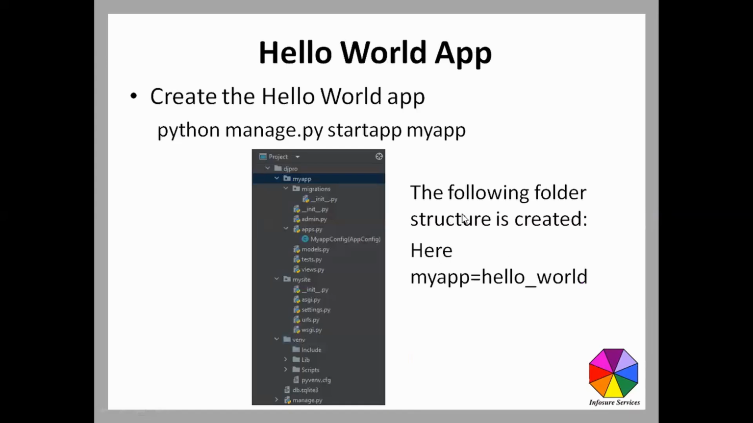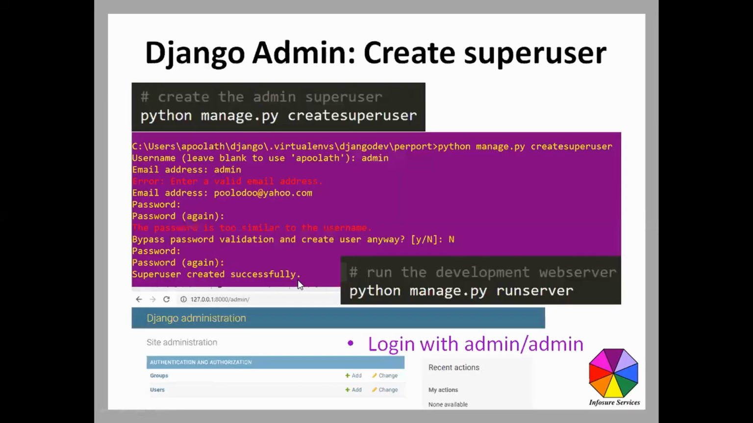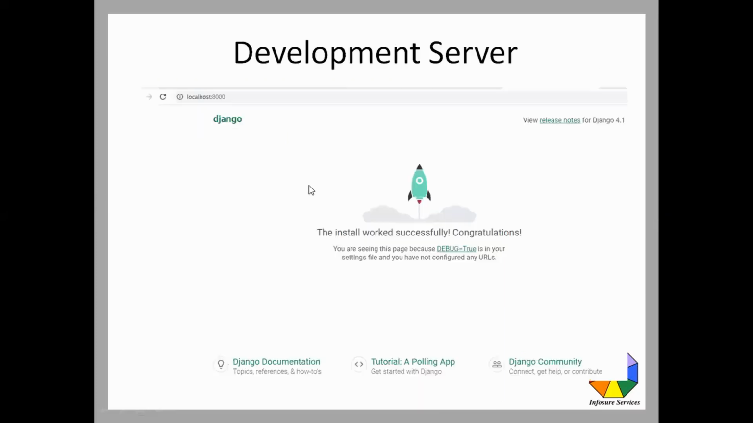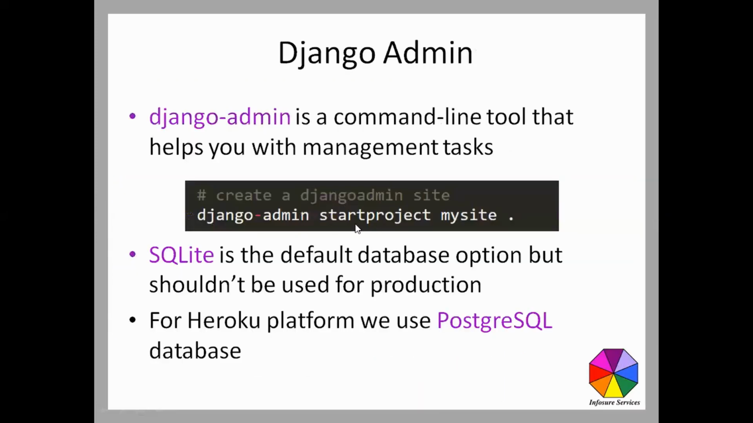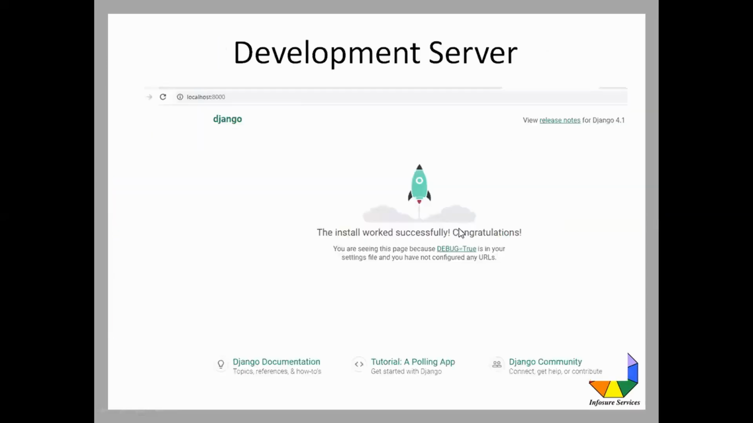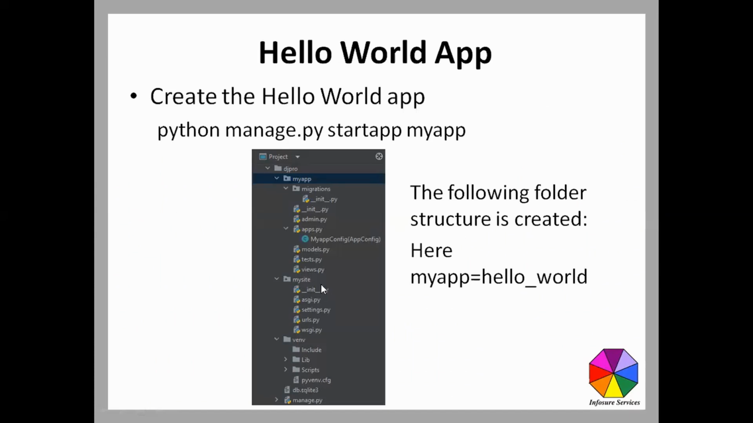So this is the Hello World app, for which startapp is there. When you run startapp, only then this myapp folder will come with all these default files. My site was created with this one: django-admin startproject mysite. So this creates mysite, the folder I'm talking about here, which gives you all the standard files.